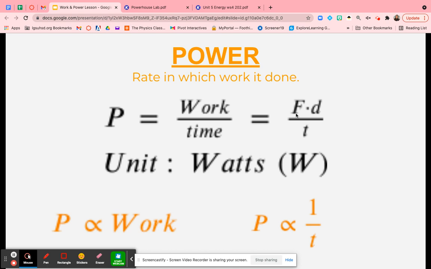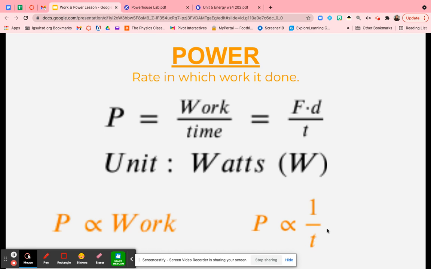Okay, let's think about proportions. Obviously, if you increase your force or the distance in which you are moving something, you are increasing your work and therefore increasing your power. Power and work are proportional to each other. The more force you exert or the more distance you move something, the more power you have. But it is inversely proportional to time, meaning as time increases, power decreases. They are opposite of each other. So what you want to increase your power is to reduce your time, because as time goes down, power goes up.